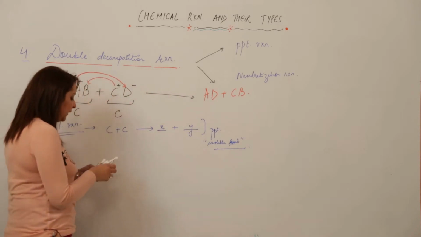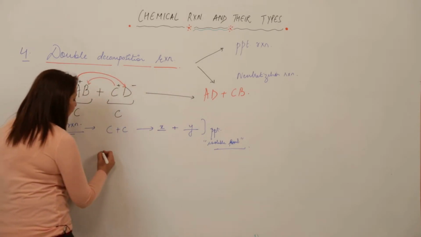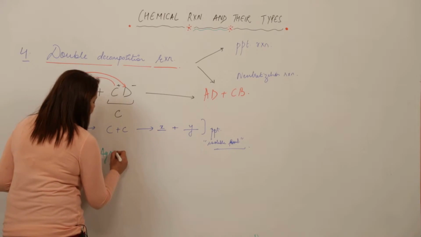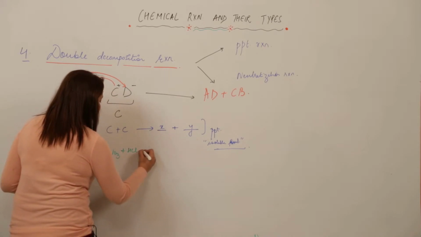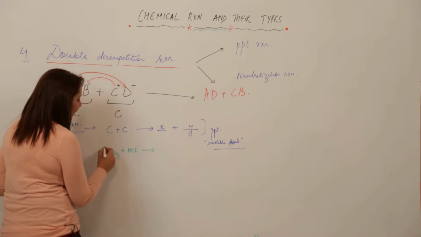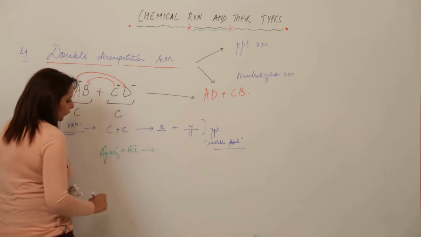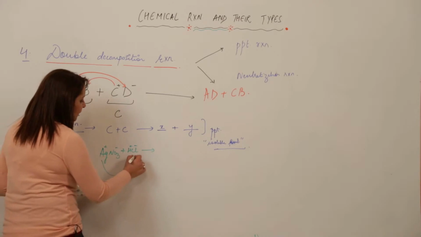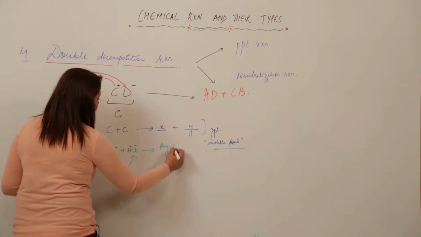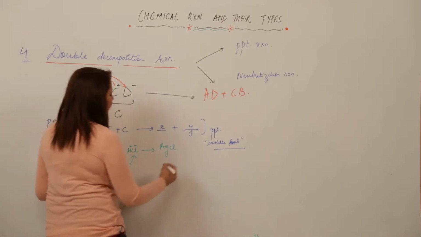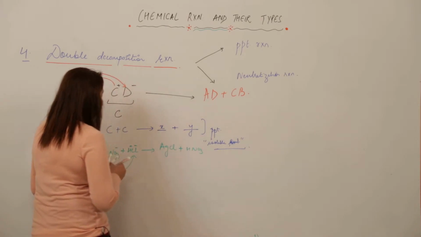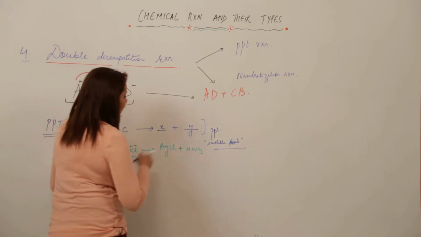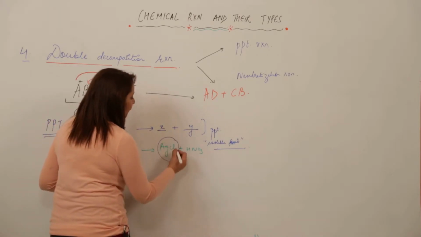For example, if I take AgNO3, that is silver nitrate, plus HCl, what will they form? Ag is going to combine with Cl, so we will get silver chloride, and H will combine with NO3 to form HNO3. It will lead to the formation of a precipitate, because out of them AgCl forms the precipitate.